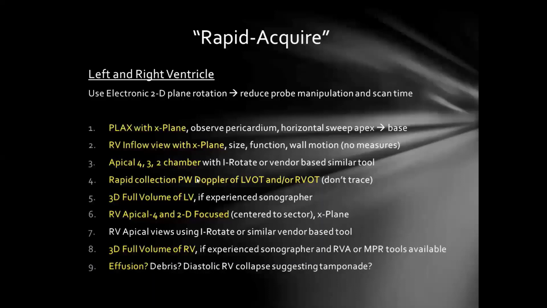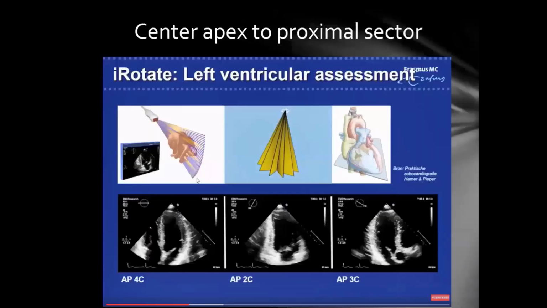And then a 3D full volume of the RV in the same way. If you can get a good full volume of the RV, then you can get an incredible amount of information from your analysis program, or simply from a multiplane tool where you can put it in motion and look at it in multiple planes just like you would a CT or MRI. And then last, in the effusion, is there debris in the effusion? Does it appear acute, chronic, large, small, loculated, all those kinds of things?